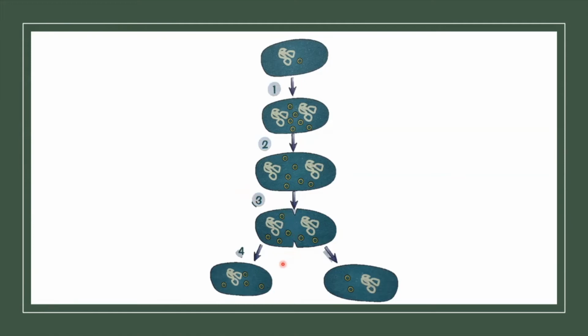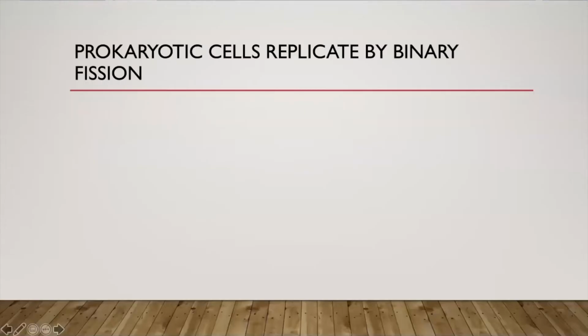Each daughter cell has one copy of the circular DNA, which we can see here, but it can have a variable number of copies of the plasmids. So here we have 4 plasmids and here we only have 2. Prokaryotic cells replicate by binary fission.